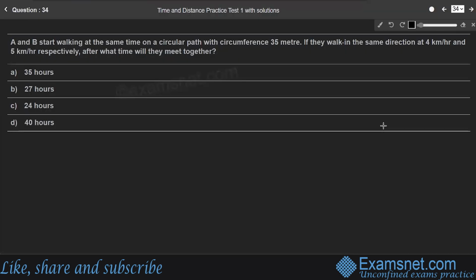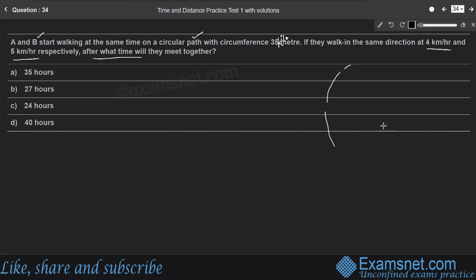Question 34. A and B start walking at the same time on a circular path with circumference, here it is 35 kilometer. It is not 35 meter. Circumference is 35 kilometer. If they walk in the same direction at 4 kilometer per hour and 5 kilometer per hour respectively, after what time will they meet together?